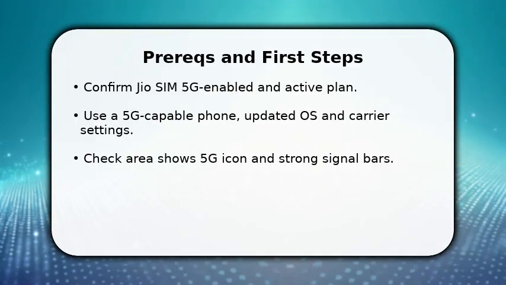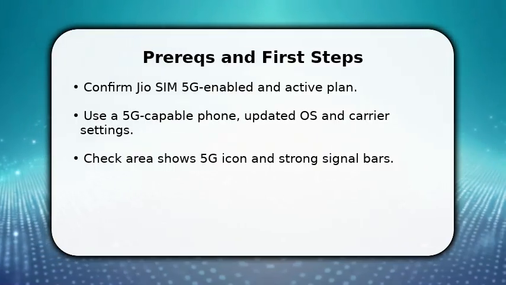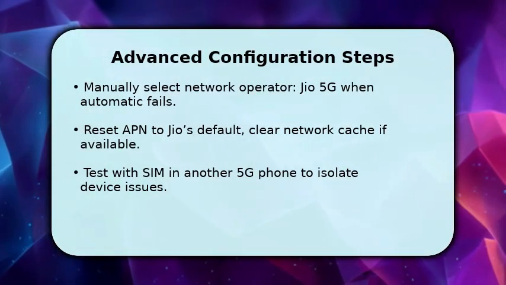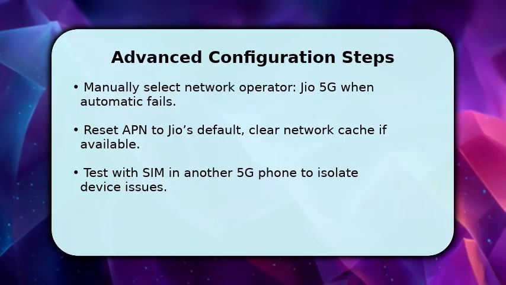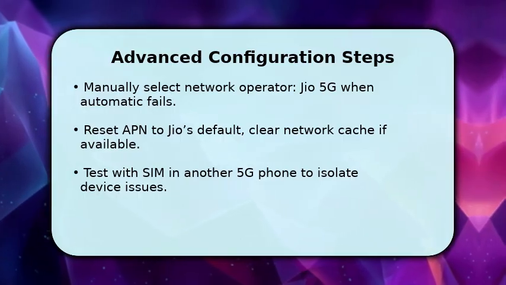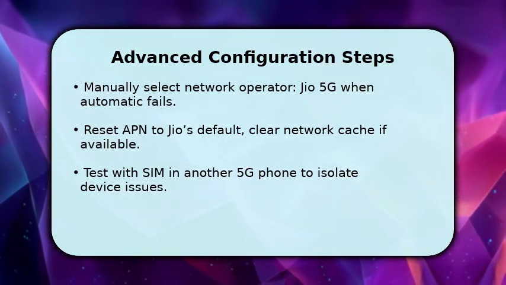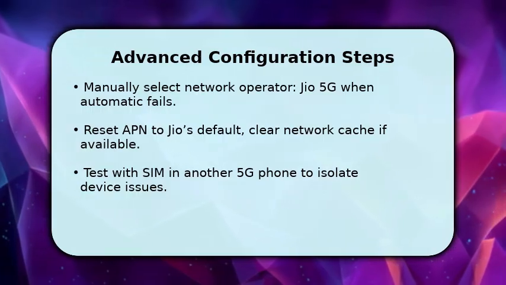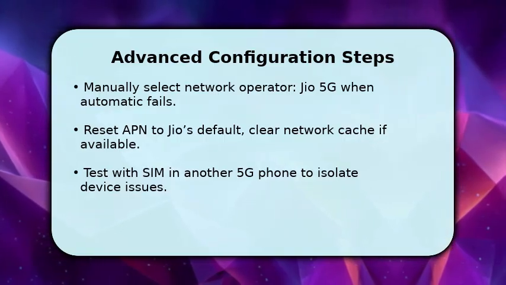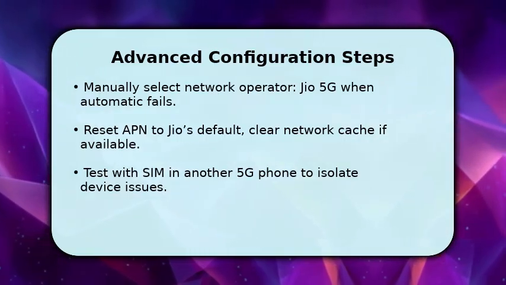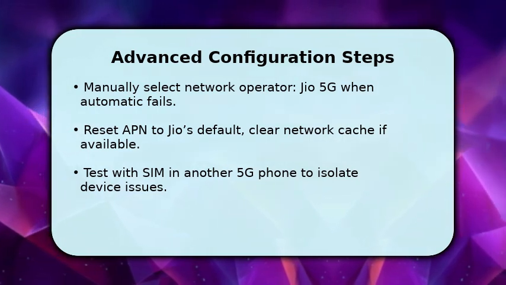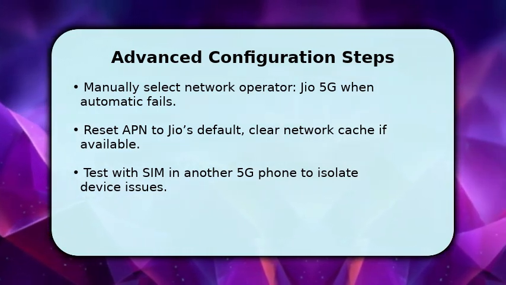Now dig into configuration. Go to mobile network settings, and if automatic selection fails, choose Geo 5G manually. This forces registration on correct MCC/MNC. Reset APN to Geo defaults to restore data routing. Incorrect APNs block service. If your phone supports it, clear network cache and reset network settings. That removes stale profiles. You should also test the SIM in a different 5G handset to determine if the problem is SIM, device, or network-related before contact.